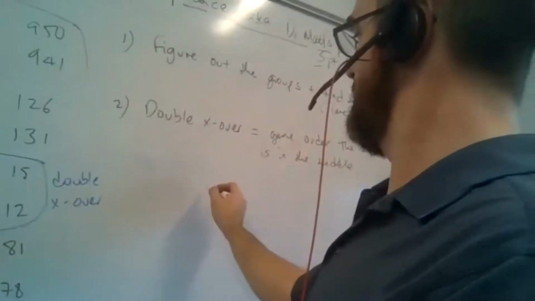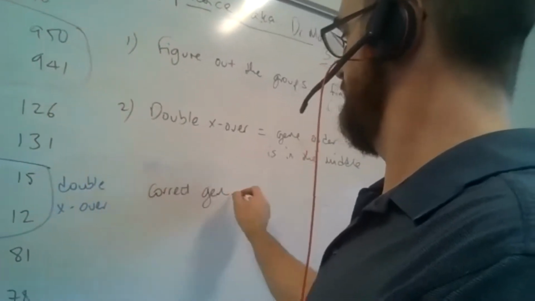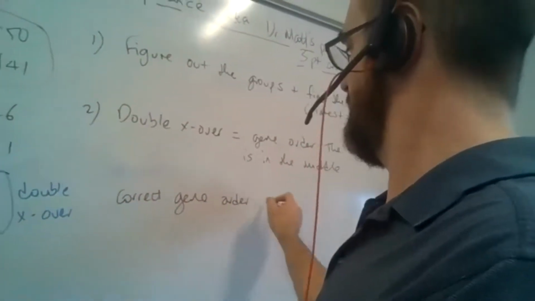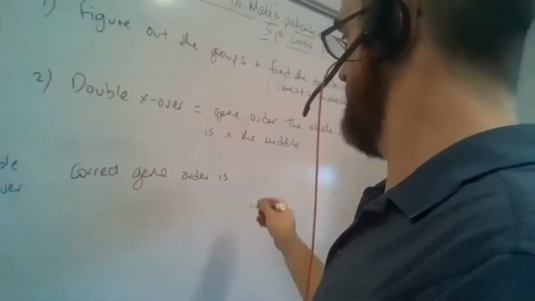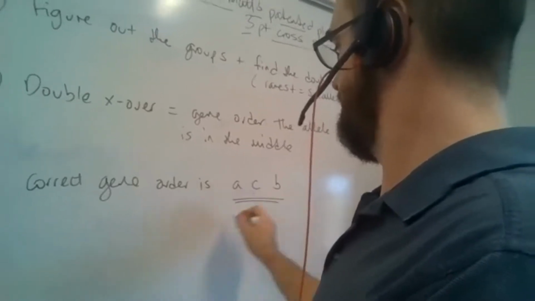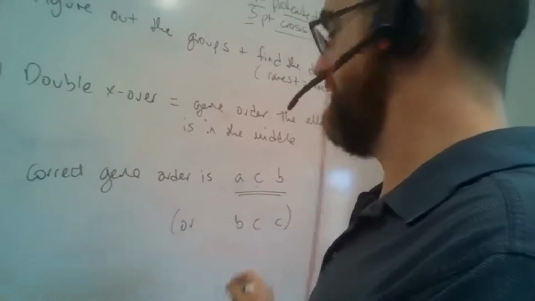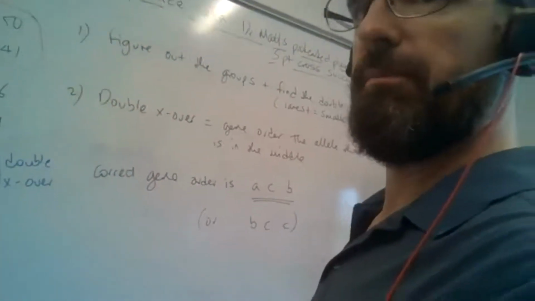So the correct gene order is A, C, B, or B, C, A. Doesn't actually matter which way around.